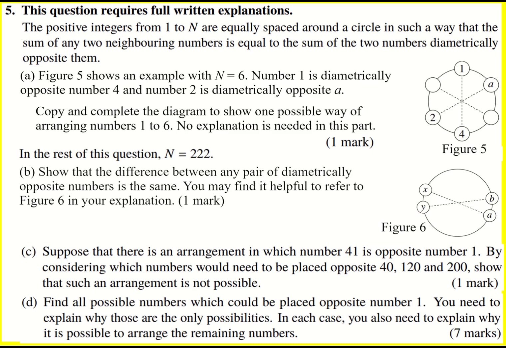For the positive integers 1 to n, we're going to space them around a circle in such a way that the sum of any two neighboring numbers is equal to the sum of the two numbers diametrically opposite. So in this example with n equals 6, 1 is diametrically opposite 4, and 2 is diametrically opposite a. And it must therefore be that the sum of the two neighbours, 2 plus 4, is equal to the sum of their diametric opposites, 1 plus a. Therefore, for this to work, a has to equal 5, so they're both equal to 6.